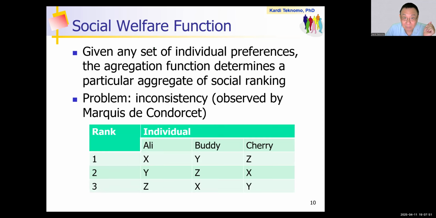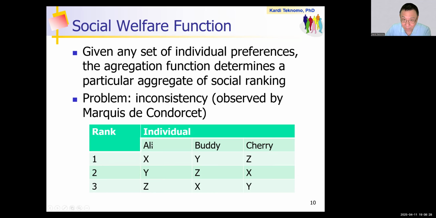Given any set of individual preferences, say we have 3 persons here, Ali, Buddy, and Cherry, so A, B, C. Given any set of individual preferences, the aggregation function will determine the particular aggregate, the summary of the social ranking.